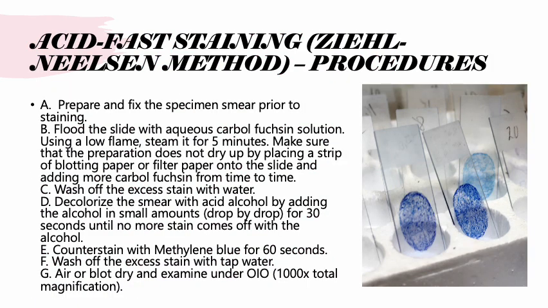Now, proceeding to the staining process, prepare and fix the specimen smear prior to staining. The first thing to do is flood the slide with the aqueous carbolfuchsin solution, and then, using a low flame, steam it for 5 minutes. You can use boiling water or a direct flame on the underside of your slide. Make sure the preparation does not dry up by placing a strip of blotting paper or filter paper onto the slide and adding more carbolfuchsin from time to time.